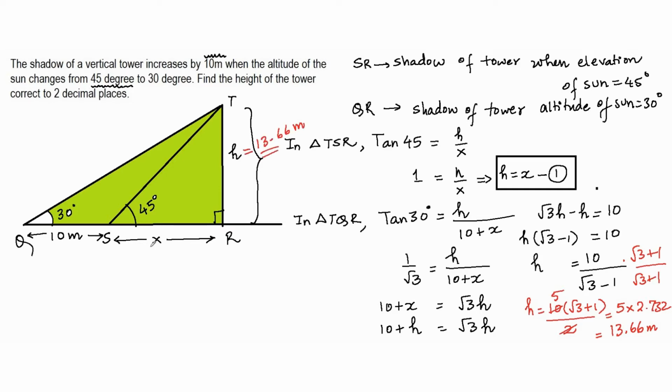Of course, they have not asked me for the value of X, and that is why I will not find that value. But in case they ask the value of the length of the initial shadow, then X is going to be equal to H. So initially the shadow was 13.66 meters long. So pausing for a minute before I continue with the next question.